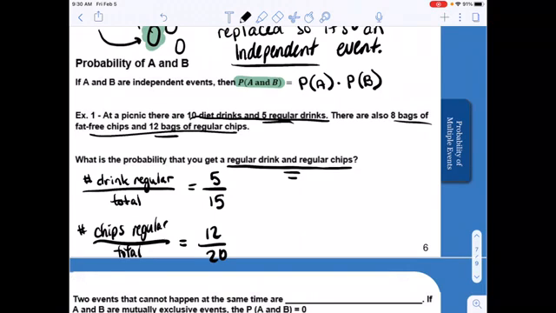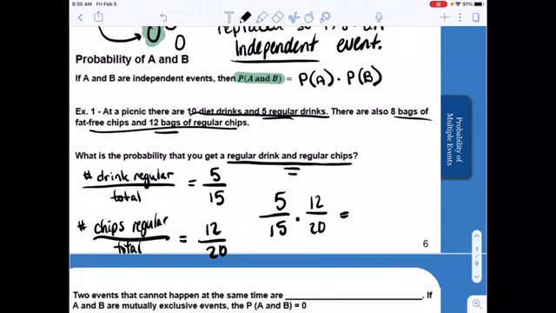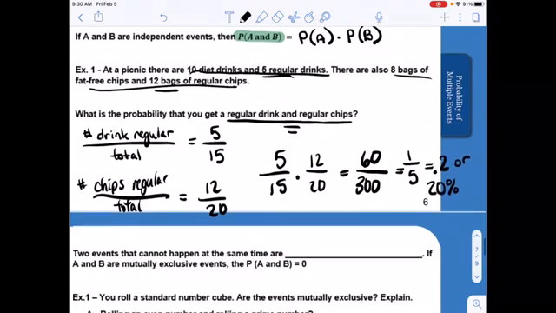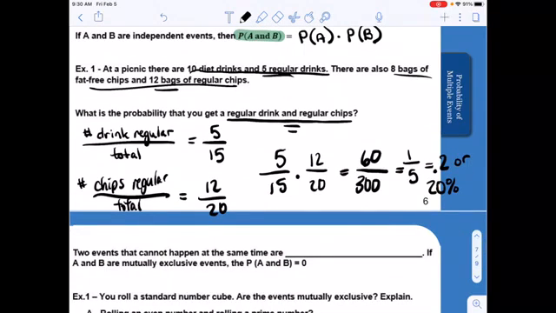Now to find the probability of A and B, you simply multiply these two. Now, if you forget how to multiply fractions, you just multiply straight across. 5 times 12 is 60. 15 times 20 is 300. And then you can go ahead and reduce this. This actually just reduces to 1/5. Or you could say 0.2, or you could say this was a 20% probability that you would get a regular drink and regular chips.